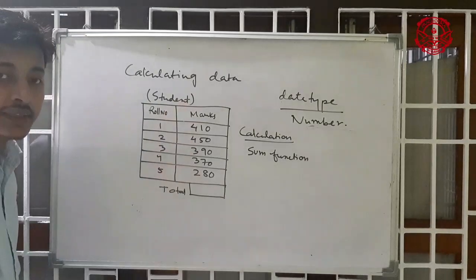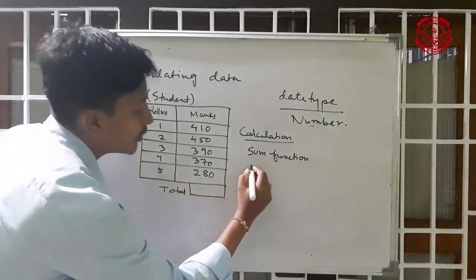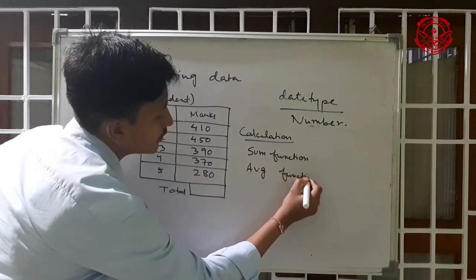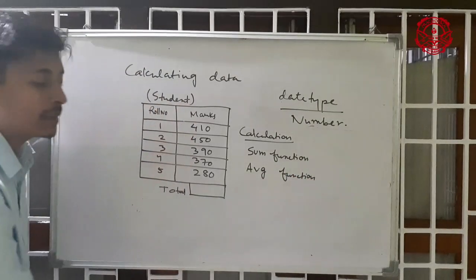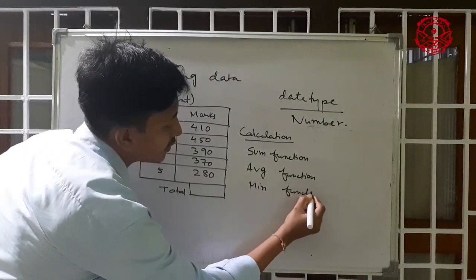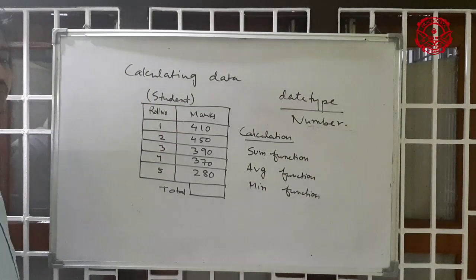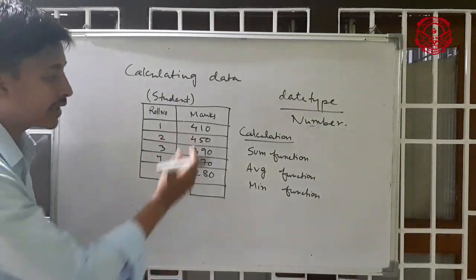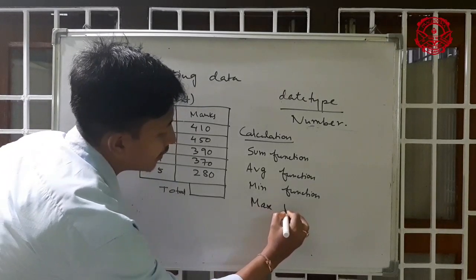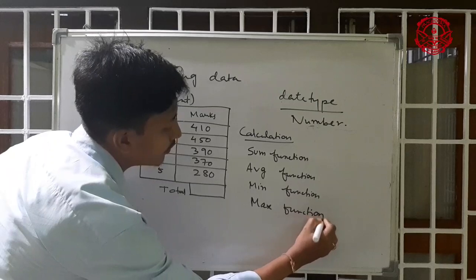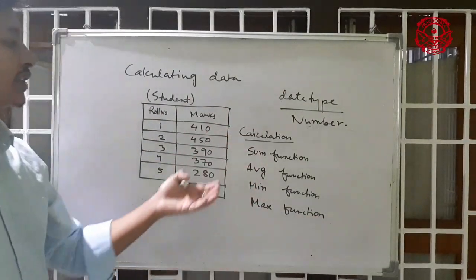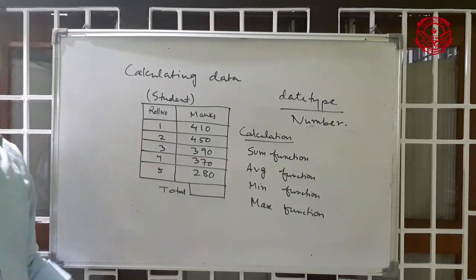You can get the average mark, so you have to use the average function. You can get the minimum mark, so use the min function. You can also get the highest mark from this table, so that's why the max function is used. So these are some examples of functions used for calculation purposes.